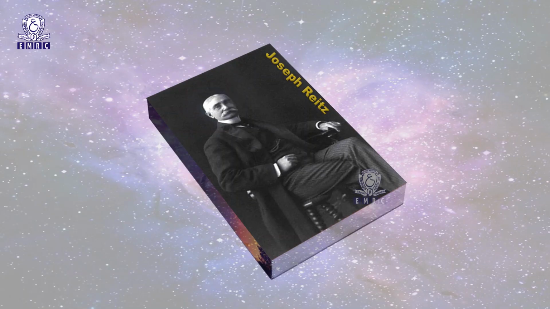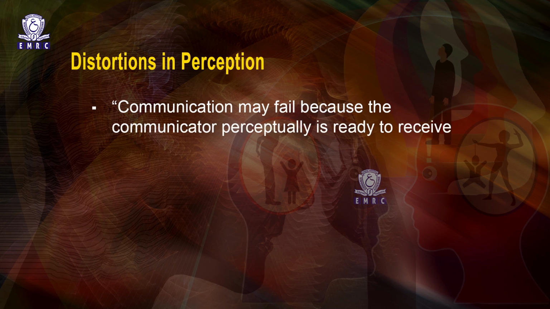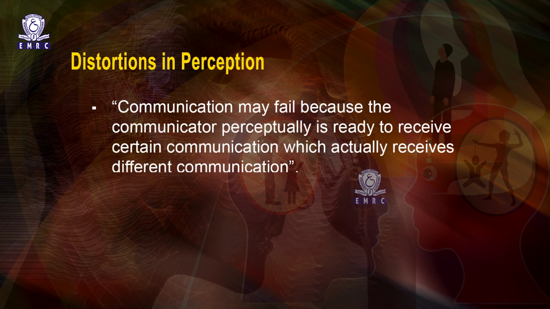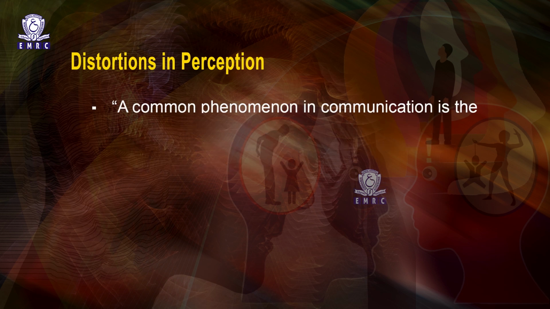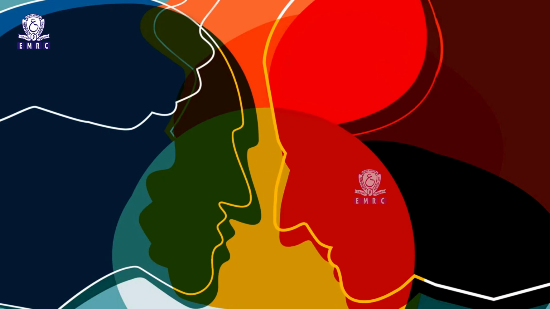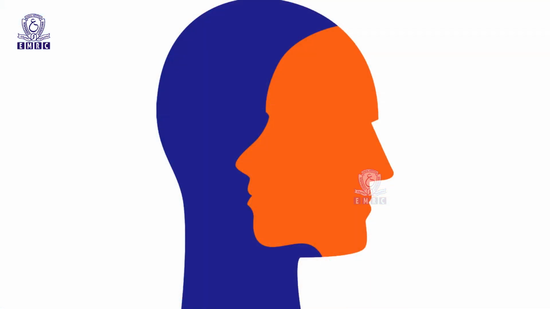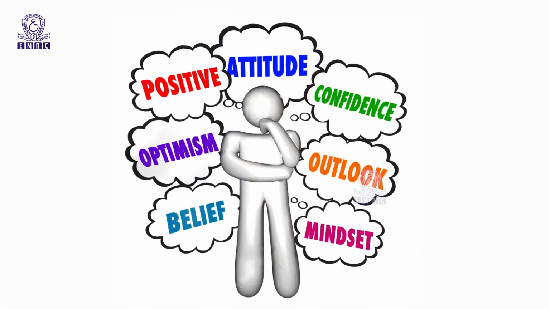Joseph Reitz has rightly pointed out that communication may fail because the communicator is perceptually ready to receive certain communication but actually receives different communication. Professor Ashwatthappa observed that a common phenomenon in communication is the tendency for a receiver to evaluate information on the basis of its source. The person's personality, his values, needs and attitudes, and the environment in the organization, etc., do influence the perception.